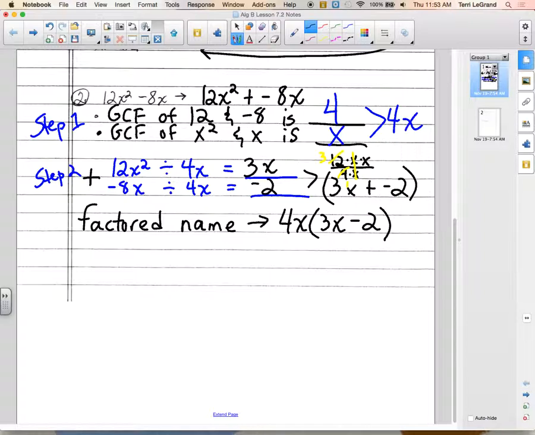So what's 4x times 3x? 12x squared. That's the first term. Minus, what's 4x times 2? 8x, so minus 8x. So we have a good factored name for our polynomial.